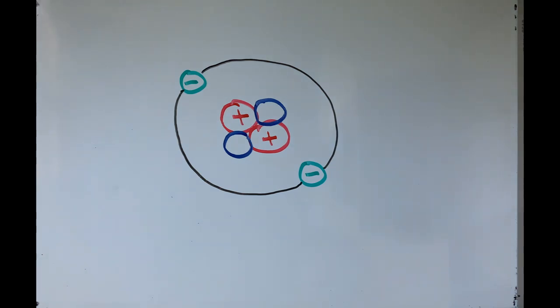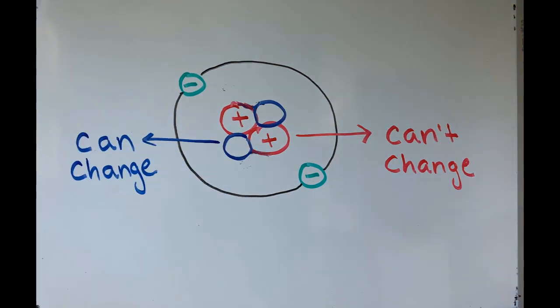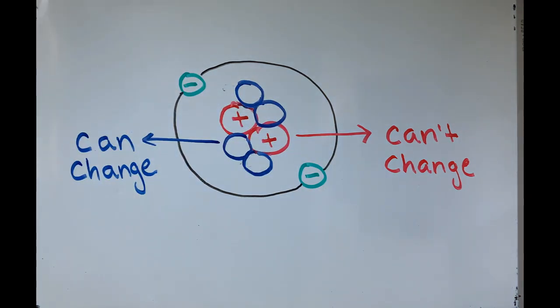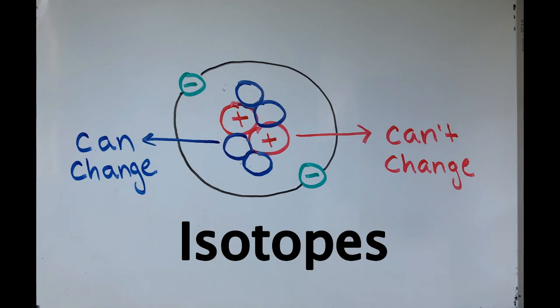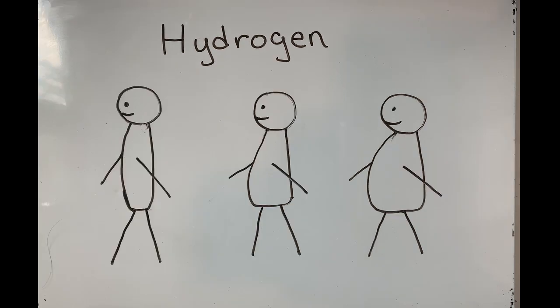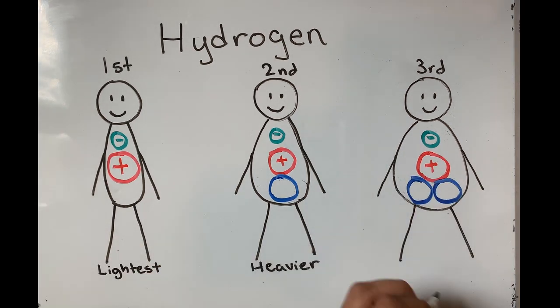The last thing we're going to talk about are isotopes. Atomic number can't change, but mass number can. This is because some elements can have variations in the number of neutrons in the nucleus. These variations are called isotopes. Hydrogen, for example, has 3 isotopes. The first isotope has no neutrons, and this is the most common form of hydrogen. The second isotope contains 1 neutron, and the third has 2. Adding more neutrons adds more mass, which makes the atom heavier. So you can tell which isotope it is based on the mass number.